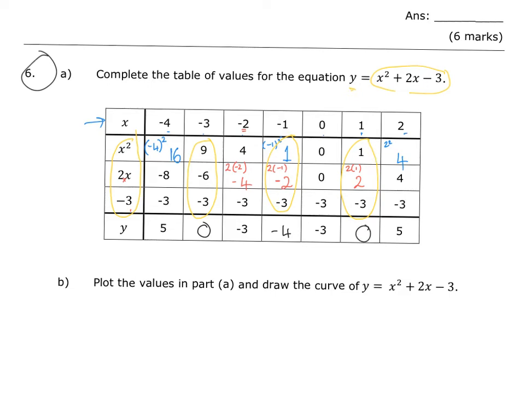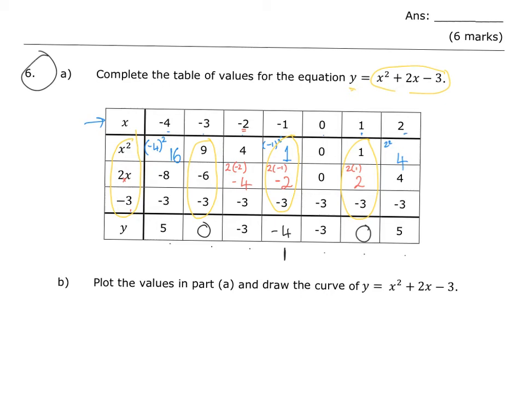And in fact, we have like a line of symmetry here. Minus 3, 0, 0, 5, and 5, okay? We need to plot the values in this part and draw the curve of y equals x squared plus 2x minus 3. Now, which are the coordinates?